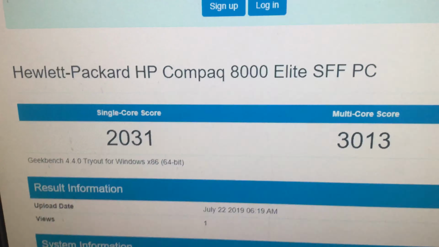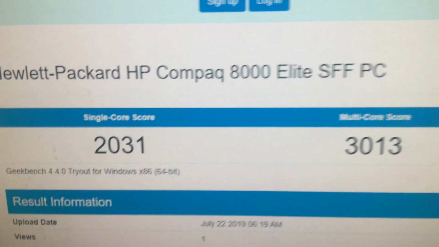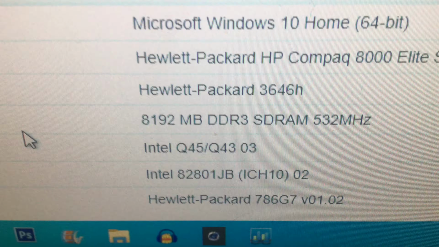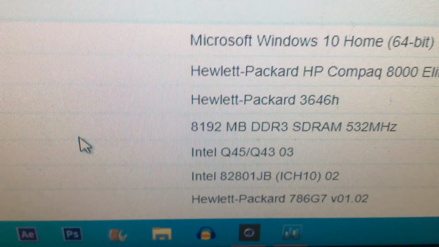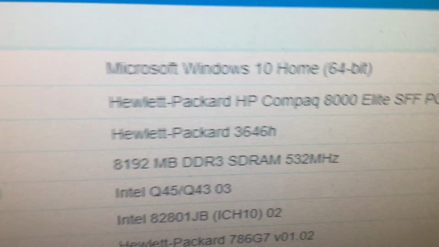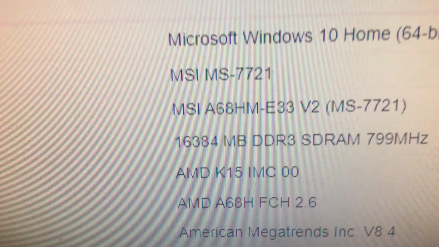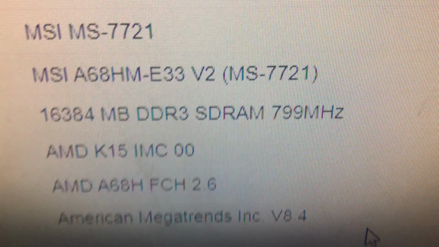I'm an idiot. Just ignore everything I'm saying right now. 8 gigs of DDR3, 532 megahertz, that's the speed of the RAM in this thing. I don't know why, I'm pretty sure it says 1300 megahertz on it. This one has memory speed at 800 megahertz.